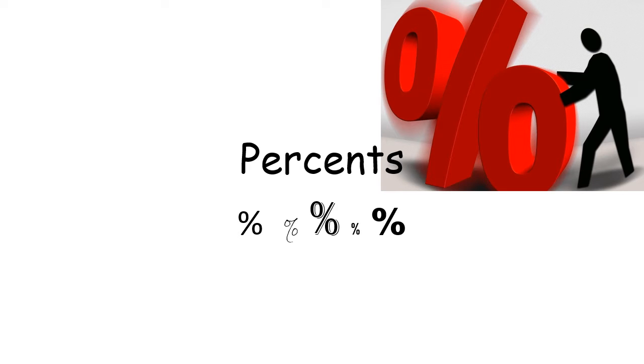Okay, today we are going to learn how to calculate percents. Percents we use every day. Money is actually broken up into percents. 1 cent is 1% of 100 cents, which is a dollar. A 50-cent piece is 50% of a dollar. A quarter is 25% of a dollar.